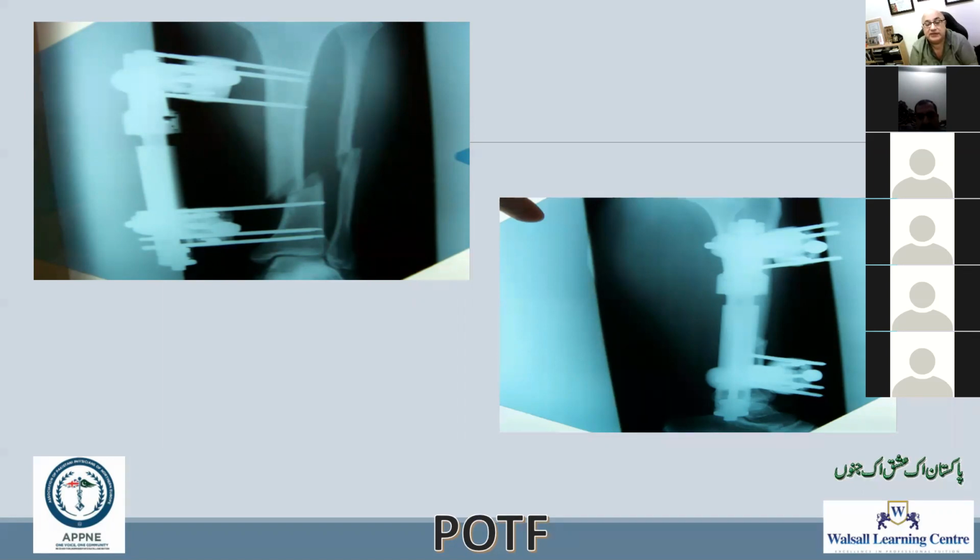And then when the patient goes to a tertiary reference center, or when you have time, you can do what is called plan. You can decide that this is what I want to do. I want to nail this. I want to plate this. I want to put a ring fixator. I want to put a pin fixator. So understand? Yes, sir. Okay.